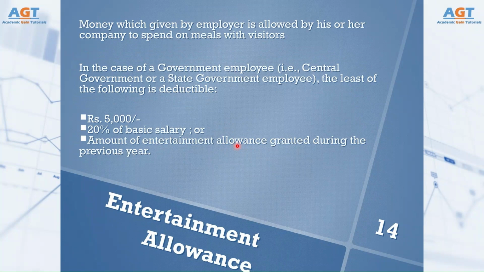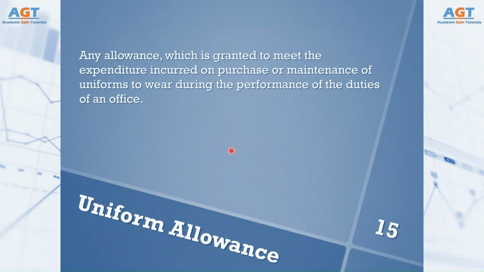And finally, number 15. Uniform Allowance. This allowance covers expenses on uniforms required for official duties. Employees may claim exemption only for the amount actually spent on purchasing or maintaining the uniforms.